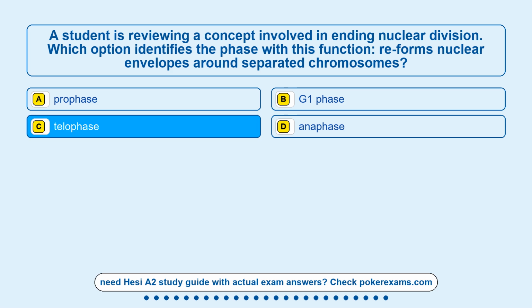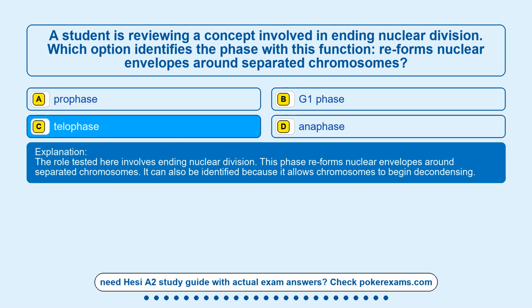The correct answer is option C, telophase. The role tested here involves ending nuclear division. This phase re-forms nuclear envelopes around separated chromosomes. It can also be identified because it allows chromosomes to begin decondensing.